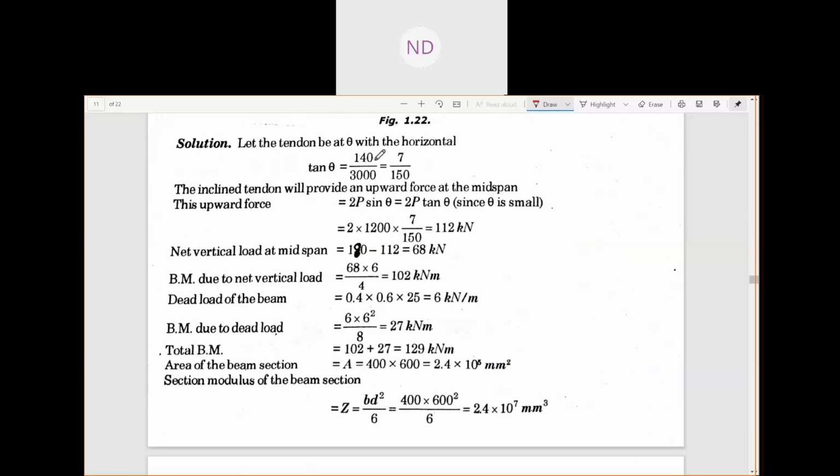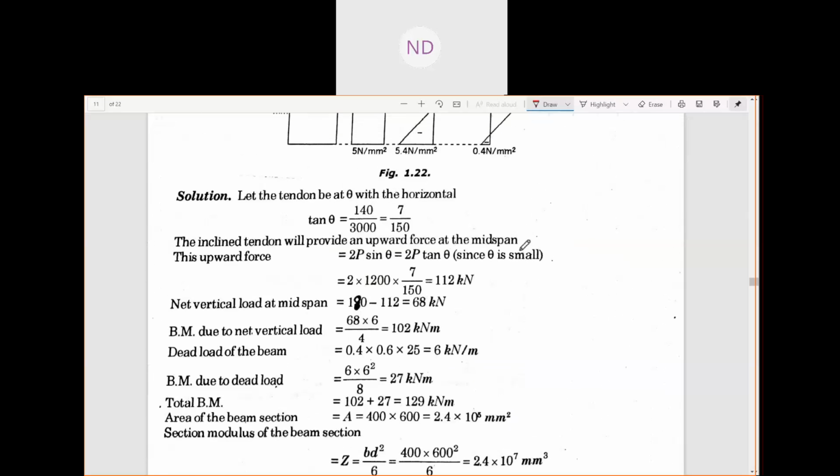here the tan theta is how much? If we consider the tendon at an angle theta with the horizontal, we have 140 by 3000, as I told you already. This one is your 140, because 300 minus 160 will give you 140 mm. So this is 140 divided by this, which is 6 meter. That means 6000 mm.